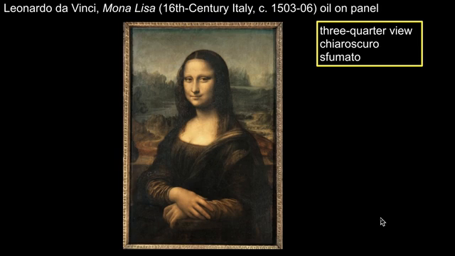Here, for example, is the Mona Lisa from about 25 years later. The figure is shown in three-quarter view with that soft chiaroscuro to model her face and hands. We have atmospheric perspective again, with the addition of sfumato, which is the smoky haziness that Leonardo often uses in his paintings, another expression of his interest in light and how to best represent light and dark in paintings.